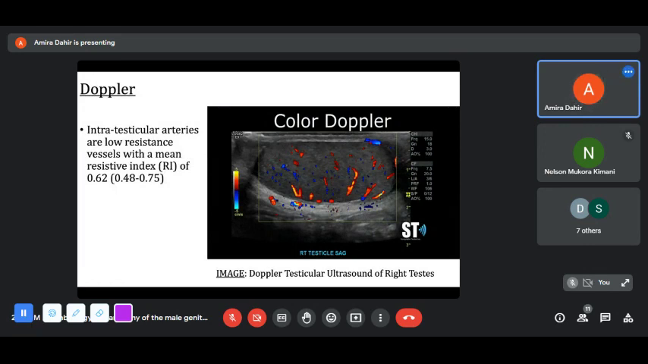On Doppler, particularly this color Doppler, you can see this is the appearance of the right testis on color Doppler. And intratesticular arteries are low resistance vessels with a mean resistive index of 0.62.